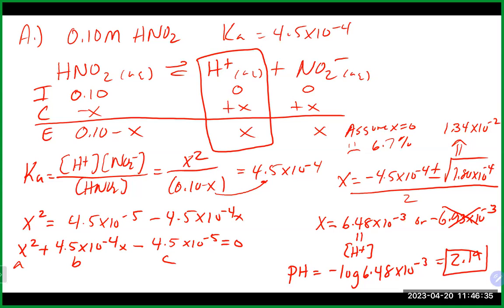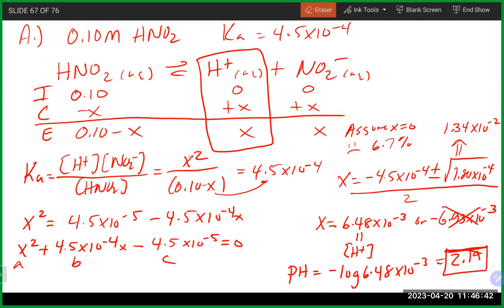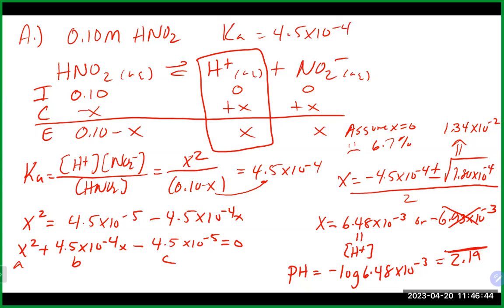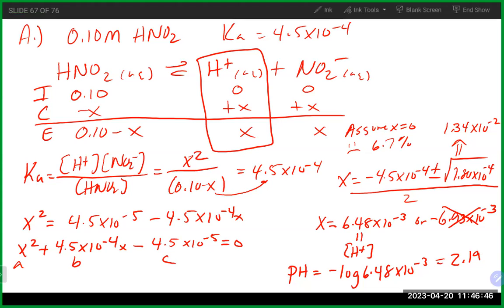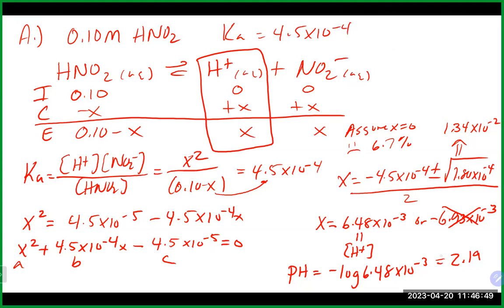Any questions on that one? So again, because we are starting with a weak acid here at the beginning of this titration, we basically got to do a Ka problem to get to the pH. Put a better box around that.